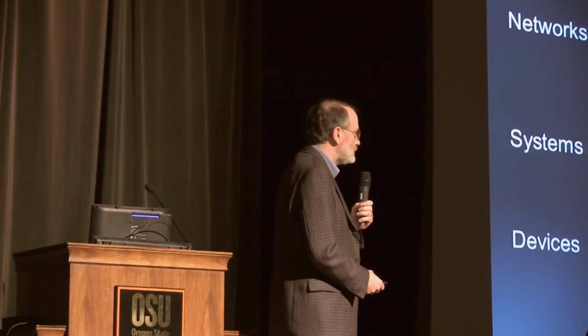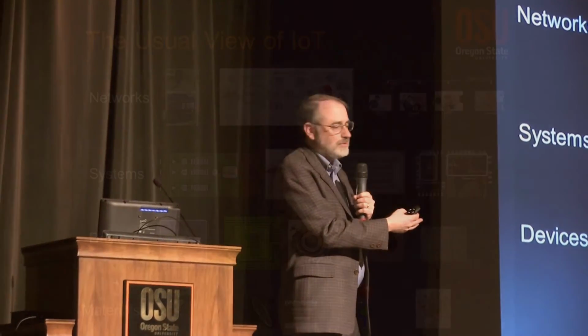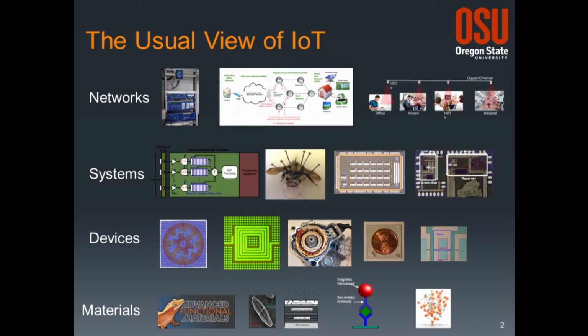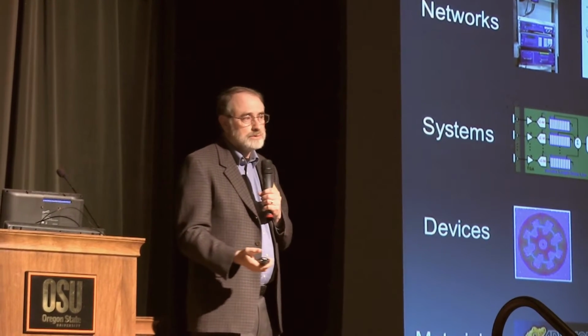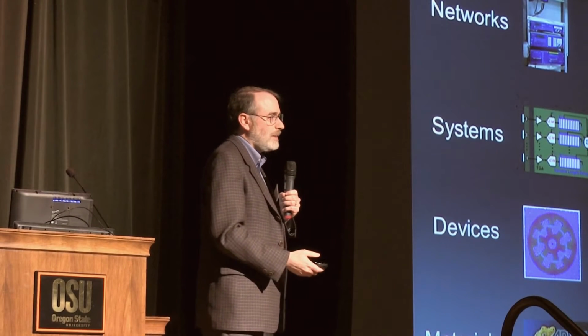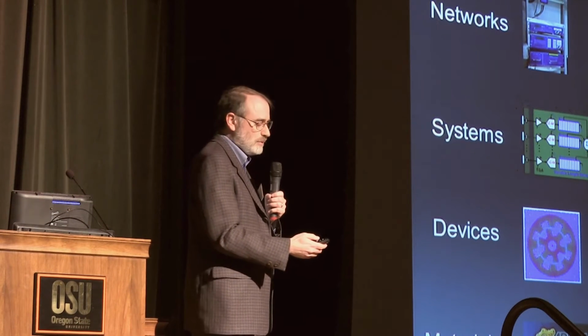So when we think about the Internet of Things, and if you look at the kinds of think pieces that come out of the various organizations and analytical groups, this is usually the picture that we see, right? We have materials, devices, systems, and then networks. And of course, we do a lot of work on those topics here at Oregon State, and you've heard about some of the coolest of that this morning.